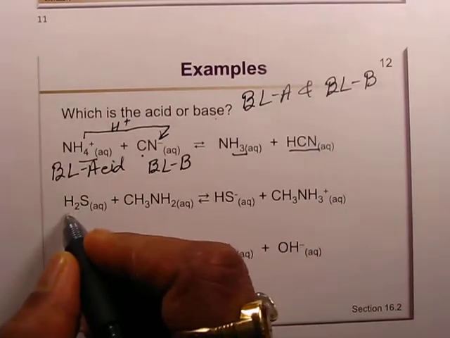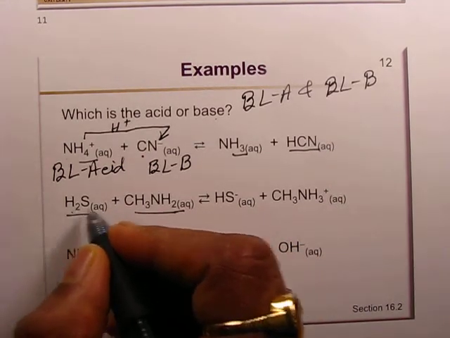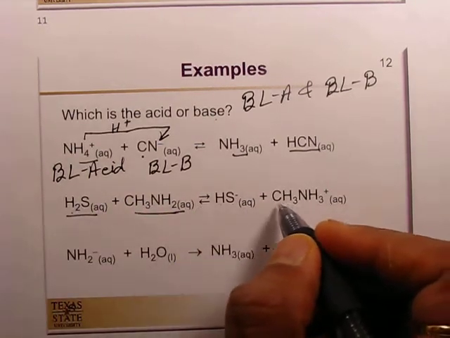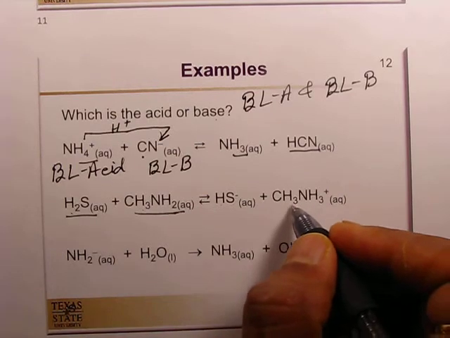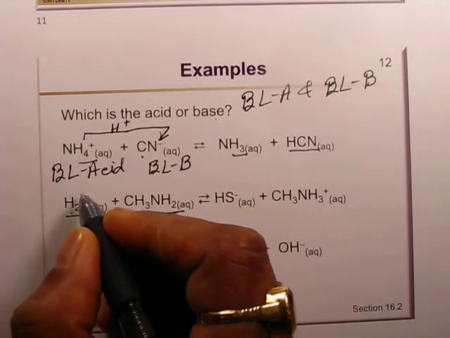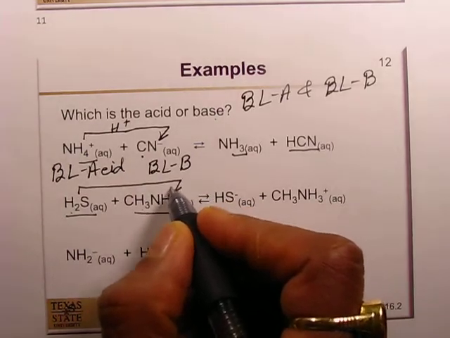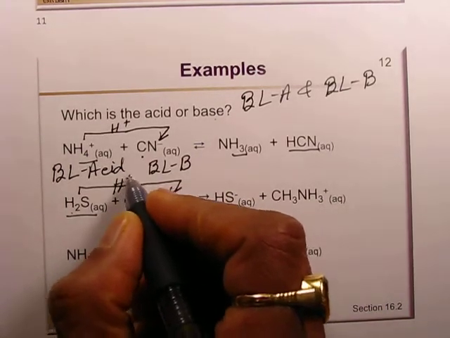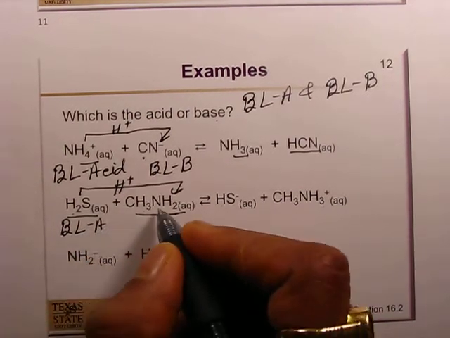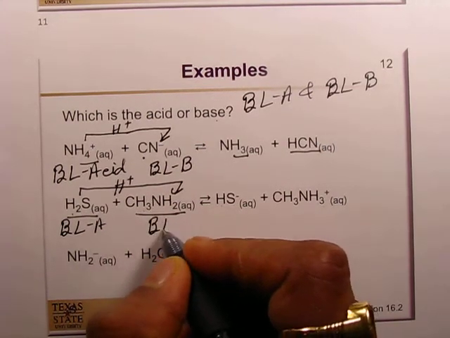What about here, H2S and methylamine? H2S becomes HS minus, which means one proton is lost, and methylamine becomes methylammonium. So one proton is lost and goes to methylamine. So H2S is called a Bronsted Lowry acid, and methylamine is called a Bronsted Lowry base.